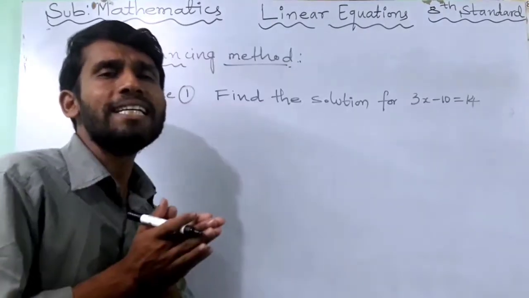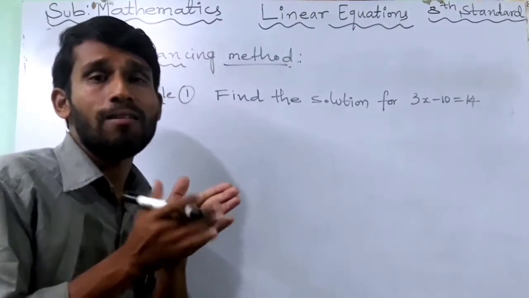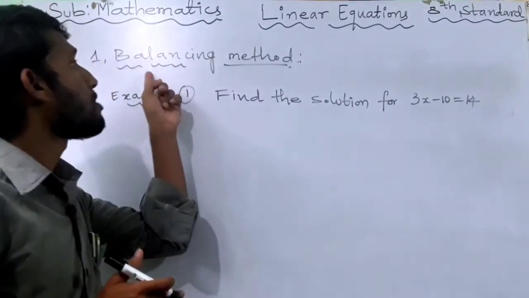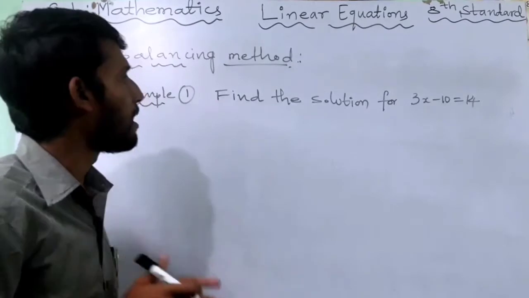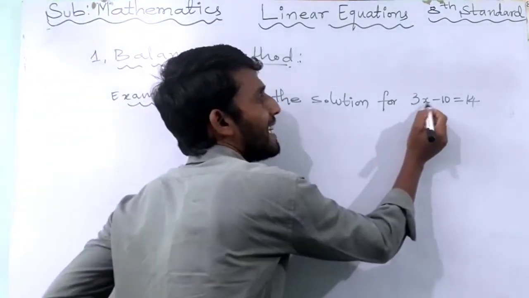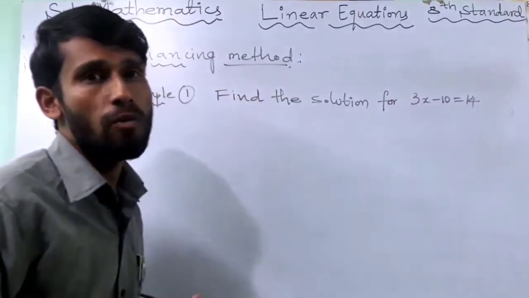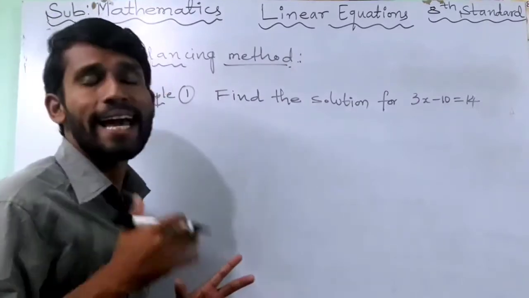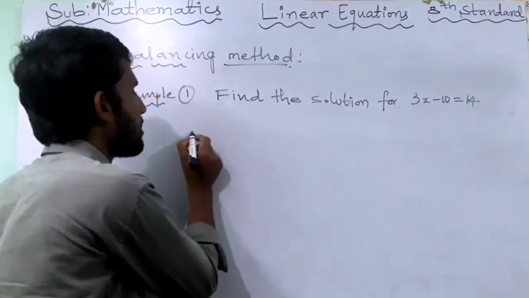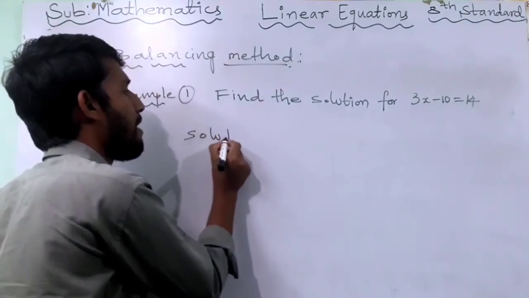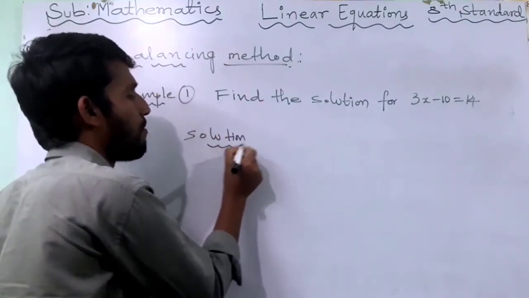Dear student, I am taking here the first method to solve the equation. See, first one is the balancing method. Here I am taking one example. Find the solution for 3x minus 10 is equal to 14. We have to find out the x value by using the balancing method. See, let us see the solution. I will show how we can find the x value.